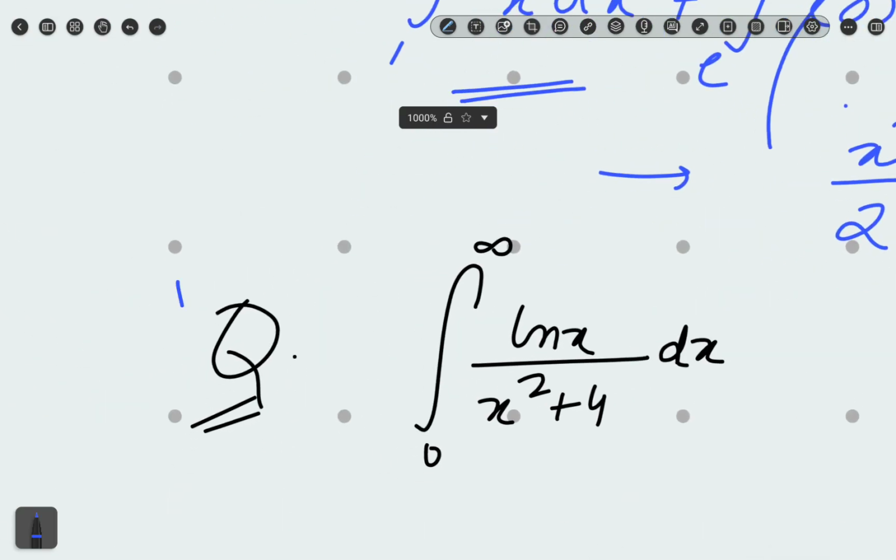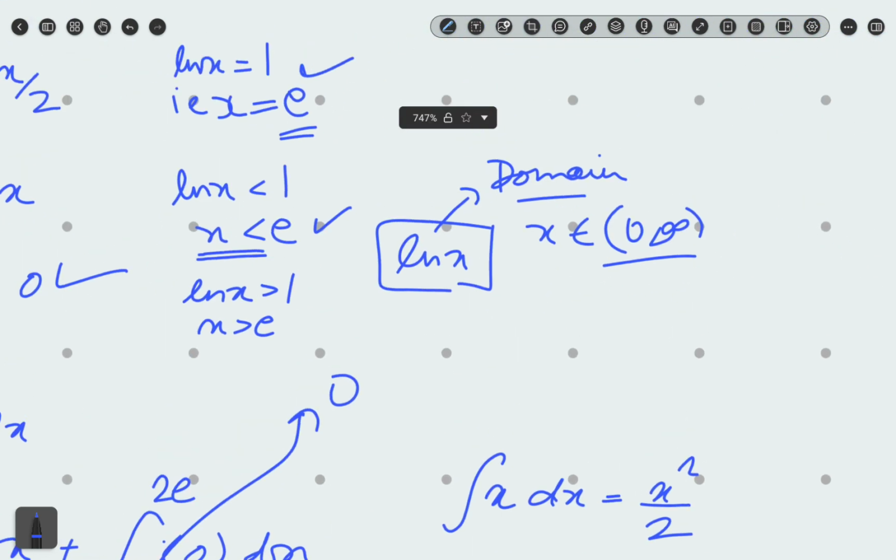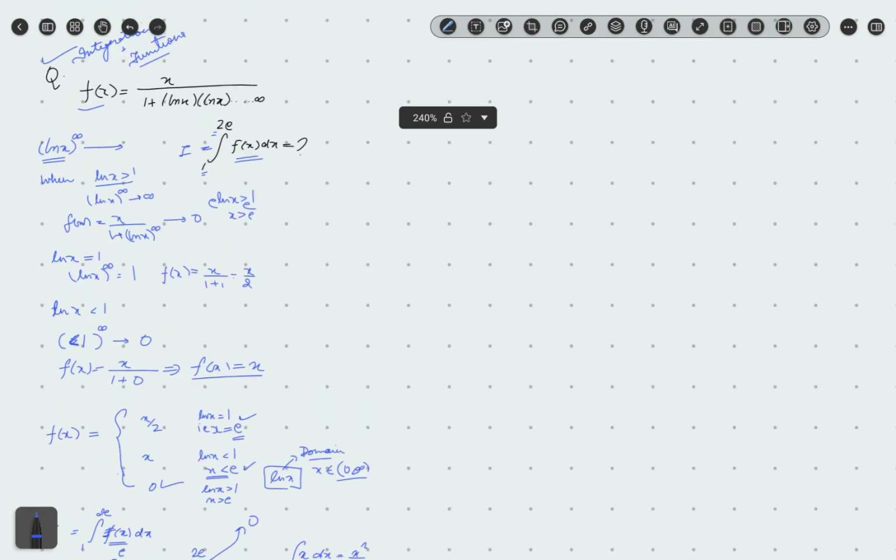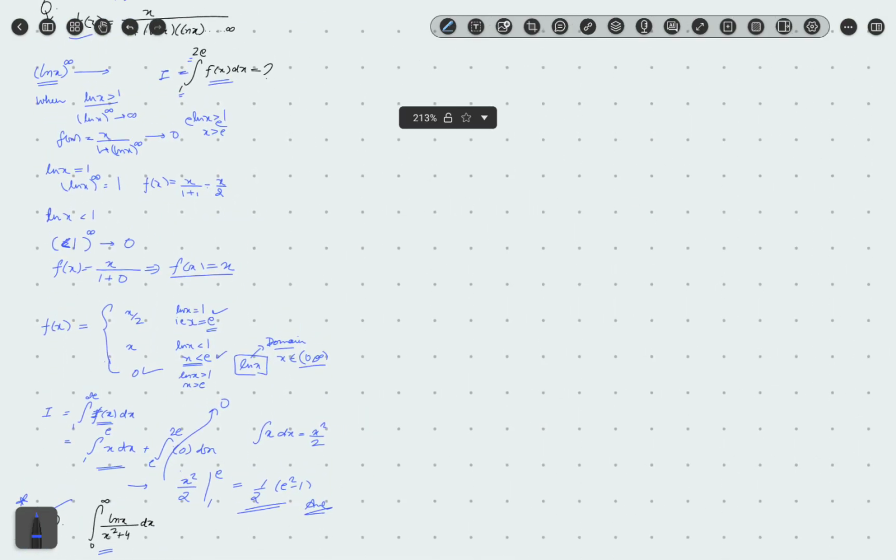Now, look at this question, right? It is a good question, I would say, and a great example for logarithmic manipulation, right? Our first lecture was about logarithmic manipulation. Yes, this was our question, right?